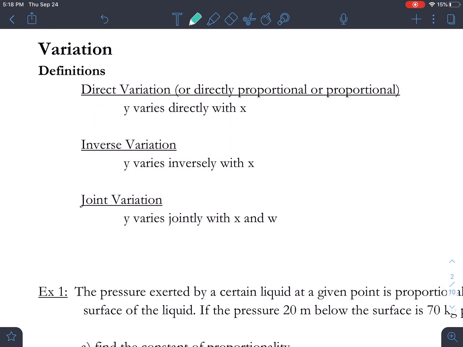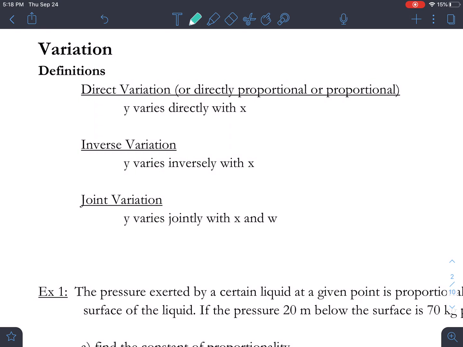An example of this would be, let's say you were babysitting and every hour you made $10. So at 0 hours, you make $0. After 1 hour, you make $10. After 2 hours, you make $20. So that would be directly proportional, or direct variation.